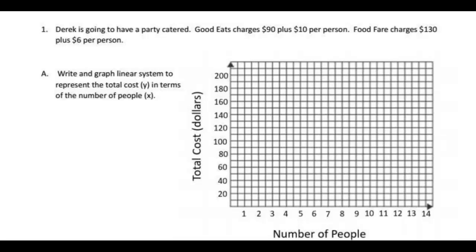The first question here says Derek is going to have a party catered. And it says that Good Eats charges $90 plus $10 per person. So we know this is given to us in slope-intercept form. The $90 is our y-intercept. The $10 per person is our slope.